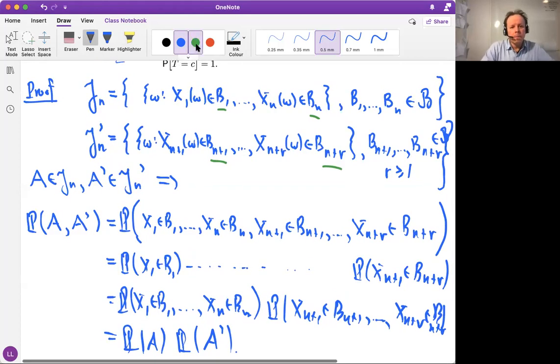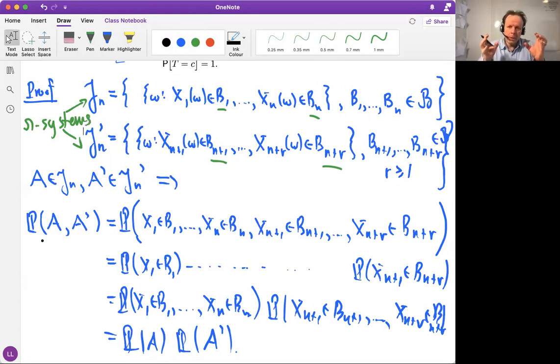I'm claiming that both of these are pi systems. I hope you remember the definition of a pi system. It was some collection which is stable under intersection. Imagine you have one set of this form and another set of this form. You take the intersection. It's homework for you to check that they really are pi systems, each of these. But that's not hard to do, so you can do it.